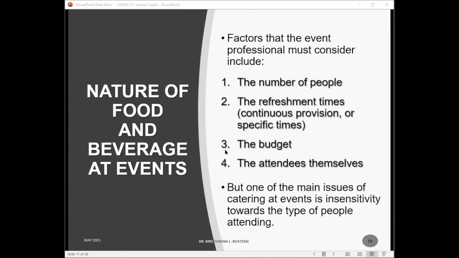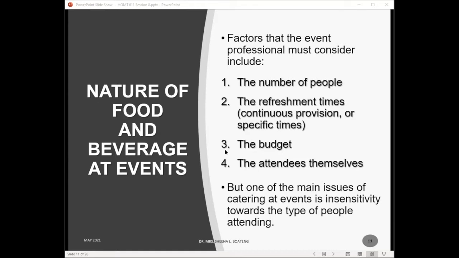Again, as an event professional, you need to think about the budget that you have been allocated for the event, particularly the part of the budget that you have to spend on food and beverages, because this will determine the extent that you can go when you are ordering the food and beverages for your attendees at the event. And then finally, you also need to think about the attendees themselves, because events have attendees who have peculiar characteristics and features that you need to take cognizance of when planning for the food and beverage at these events, which we will get more detailed information about in the subsequent slides.